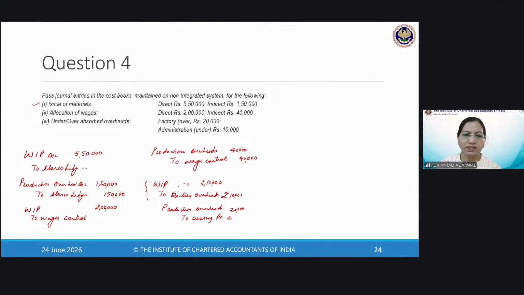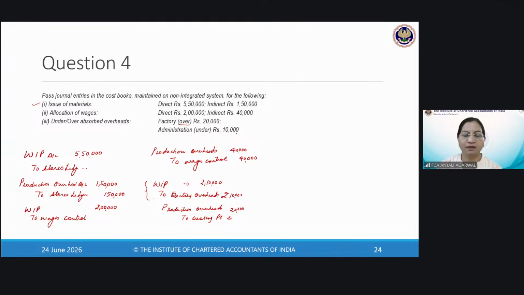Even if you don't look at this debit and credit, you can assume that when an overhead is over recovered, the expenses have been unnecessarily charged. So if the expenses are unnecessarily charged, the profits have come down. So you should increase the profits. And when you credit P&L account, you increase profits.